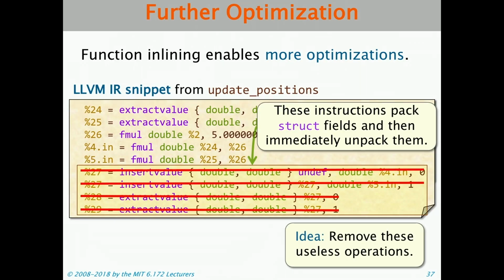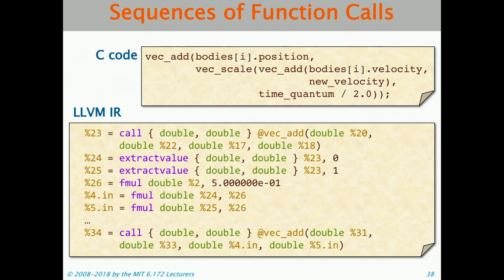Those operations are useless. Let's delete them. The compiler has a great time deleting dead code. But it's what it lives to do. All right. Now, in fact, in the original code, we didn't just have one function call. We had a whole sequence of function calls.